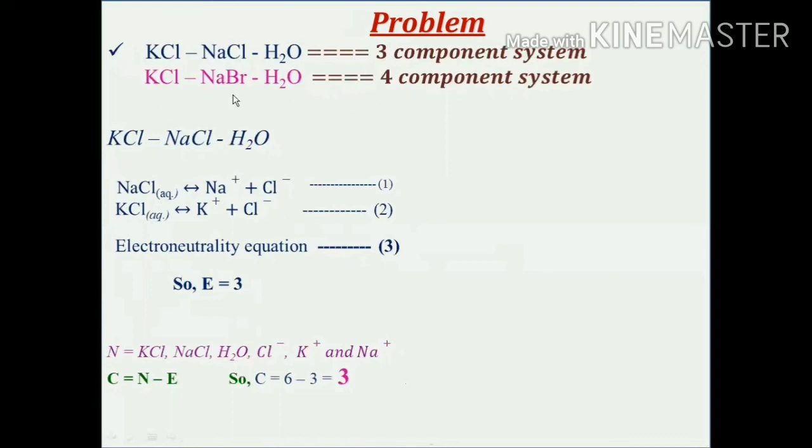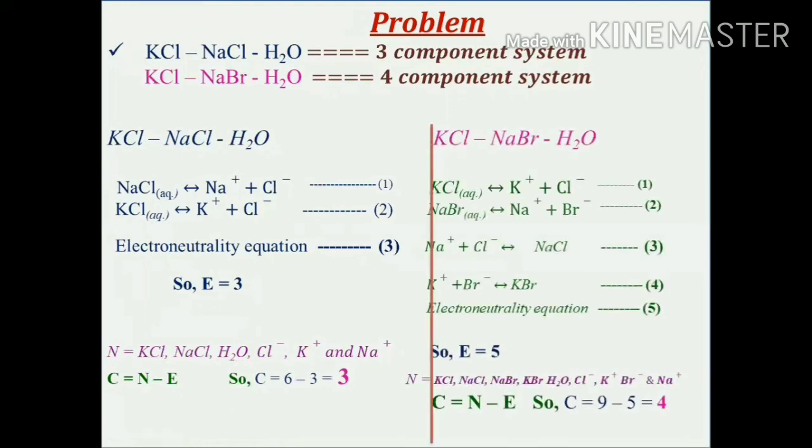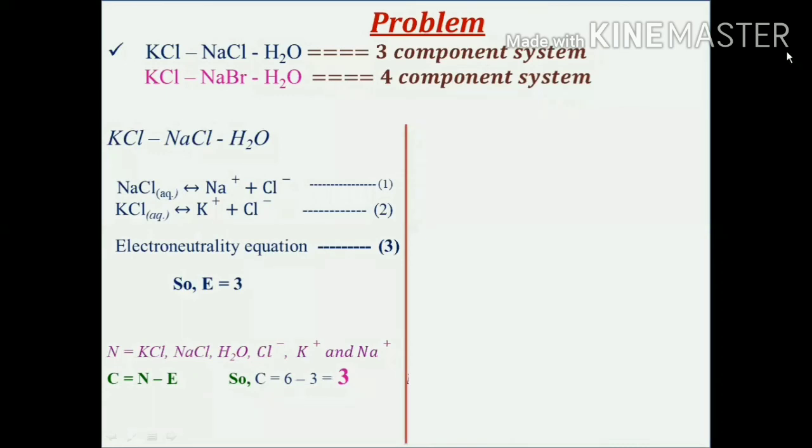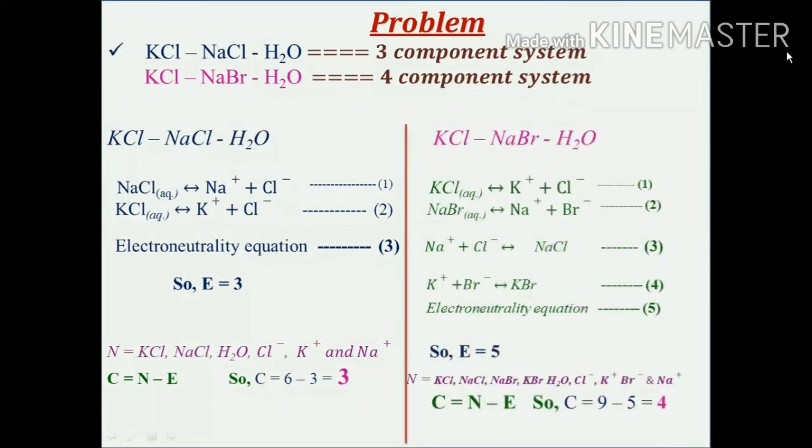But what about the second system? Let me try to explore. The second system says that it has KCl, NaBr, and H2O, right? Now for the KCl, again, you write down all the chemical equations. So let's see what the story of the other system is in comparison with the KCl, NaCl, and water system. The second system that we have over here is KCl, NaBr, and H2O.